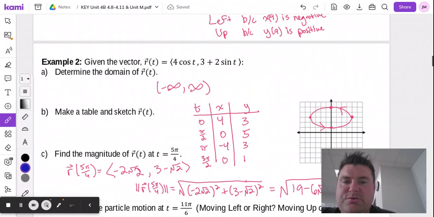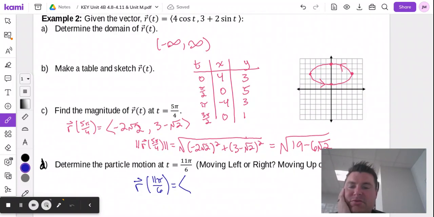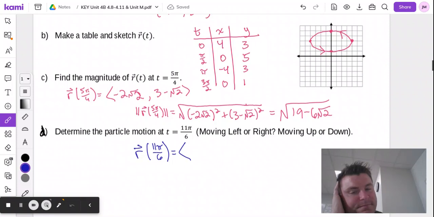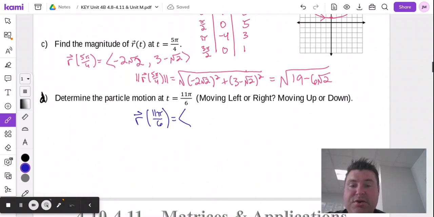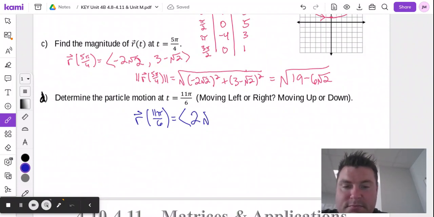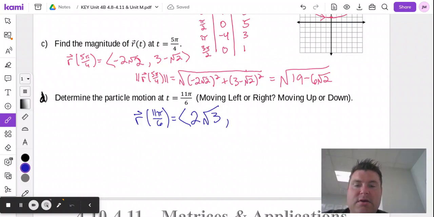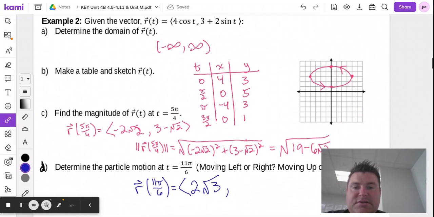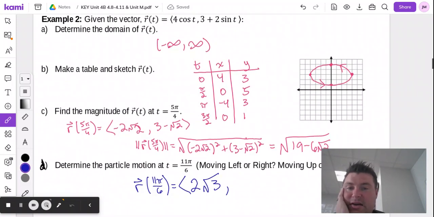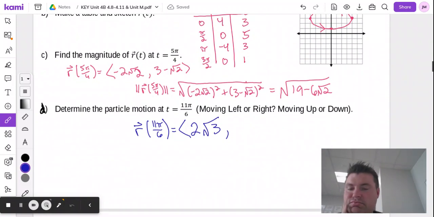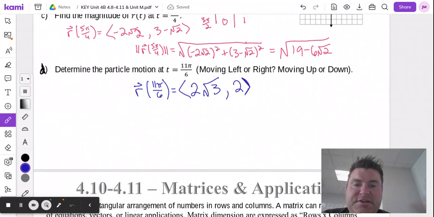Okay, so plug this into R. So 4 times cosine of 11 pi over 6. That's a lot. Root 3 over 2 family. I'm going to end up with 2 root 3. 11 pi over 6 into sine. That's going to give me a negative 1/2. So it's just a 2. Yeah, perfect. Make sure those are chevrons there, not parentheses.